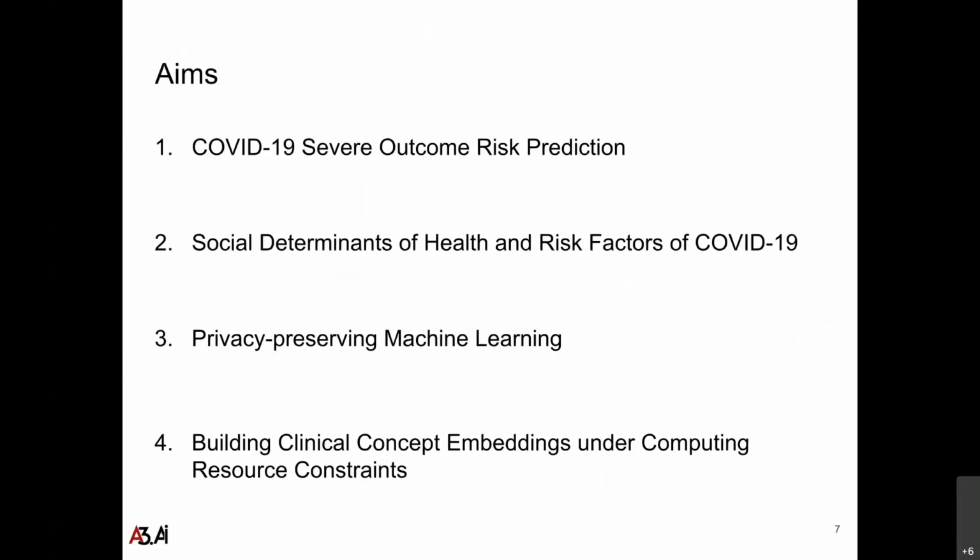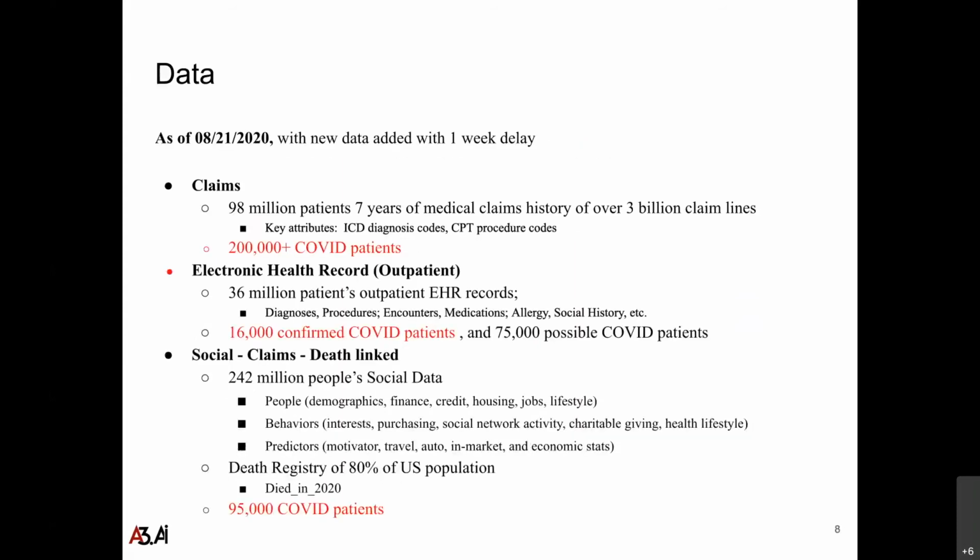So the main aim is COVID-19 severe outcome risk prediction, but we're also going to touch on social determinants of health and risk factors. And then the other 2 are kind of supporting. So we'll get into that. Now, first, let's talk about data.